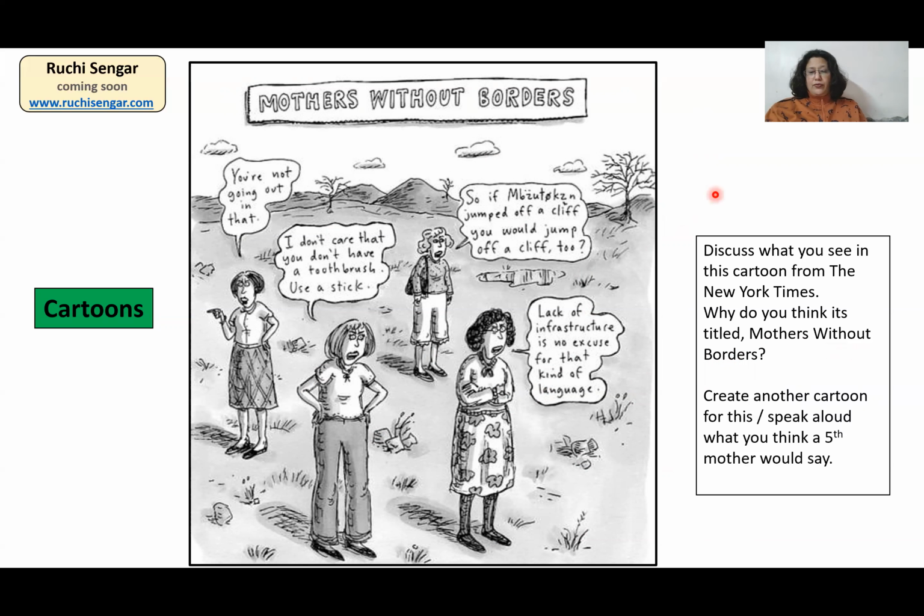Create another cartoon for this, so one more mother, can you create that? Or can you speak aloud what you think a fifth mother would say? So you could have an Indian mother, and what do you think the mother would say in the same way? And so you have them in pairs, they create this. They could even use a stick figure, no worries.